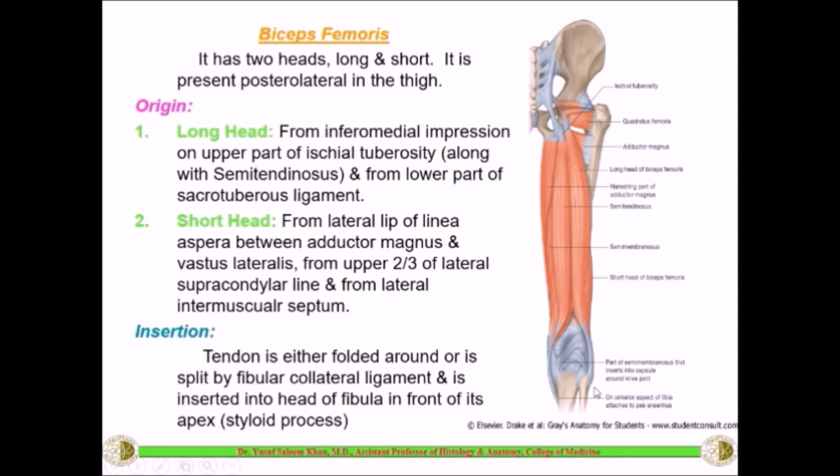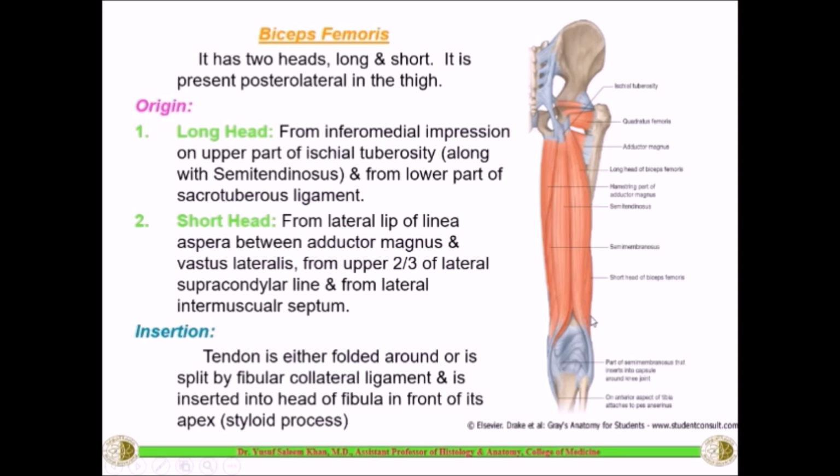and the tendon is either folded around or split by the fibular collateral ligament and is inserted into the head of the fibula in front of its apex, which is called the styloid process. If you see here, this is the head of the fibula, this is the tibia here, this is the fibula. So this is the head of the fibula and it has the styloid process. Just beside this styloid process, this will get inserted.